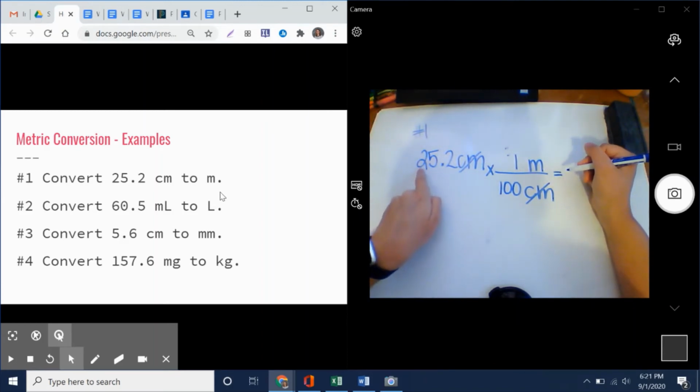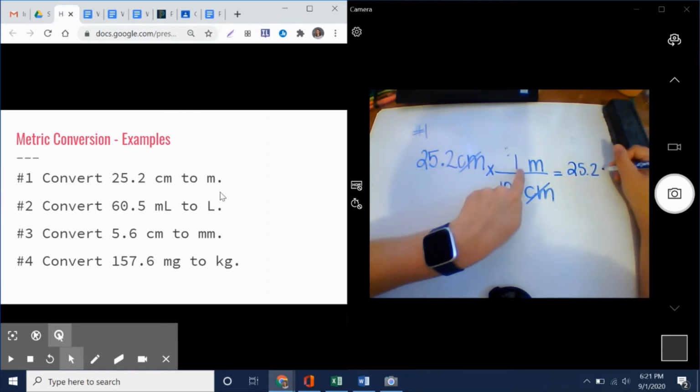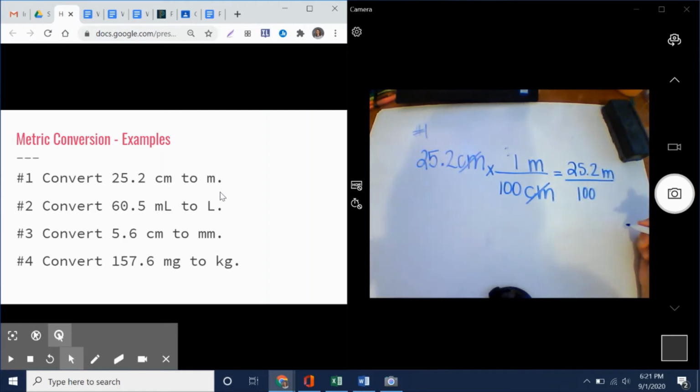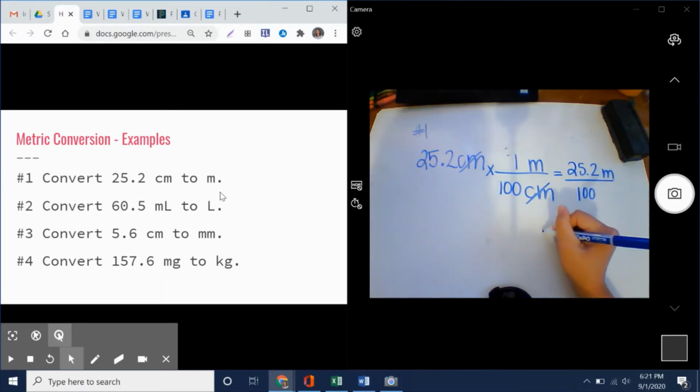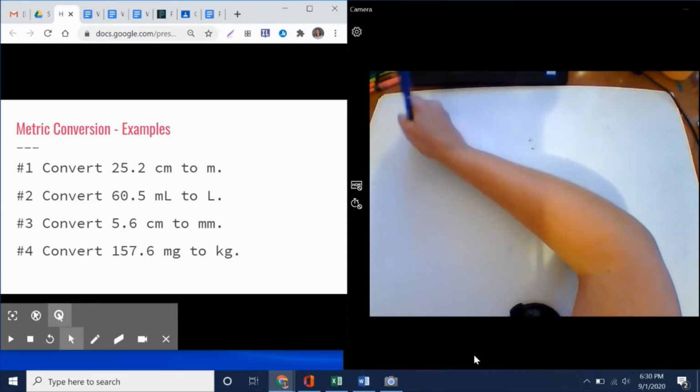So multiply it out. 25.2 times 1 is 25.2. Our unit is meters. On the bottom, we have 100 and no units. They canceled out. And now we can just plug this in our calculator. If we have 25.2 meters divided by 100, that would be equal to 0.252. No naked numbers. We notice our unit is meters. All right. So I'm going to have you try number 2 on your loose leaf. And then when you feel like you got it, hit play and you can check.